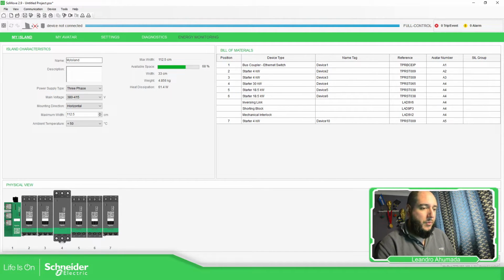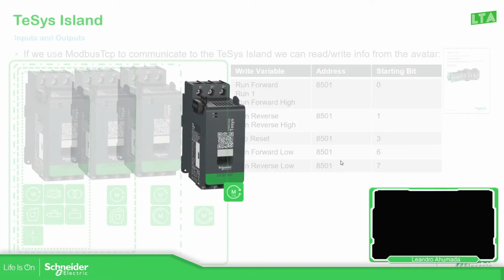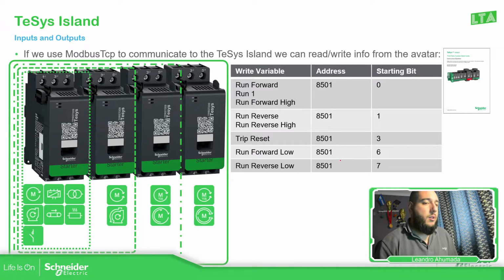Okay, so how can we communicate with this device? Some register in order to turn on and off the load. We have this third-party function block guide. So basically, depending on the protocol that you're using, it allows you to access the information.